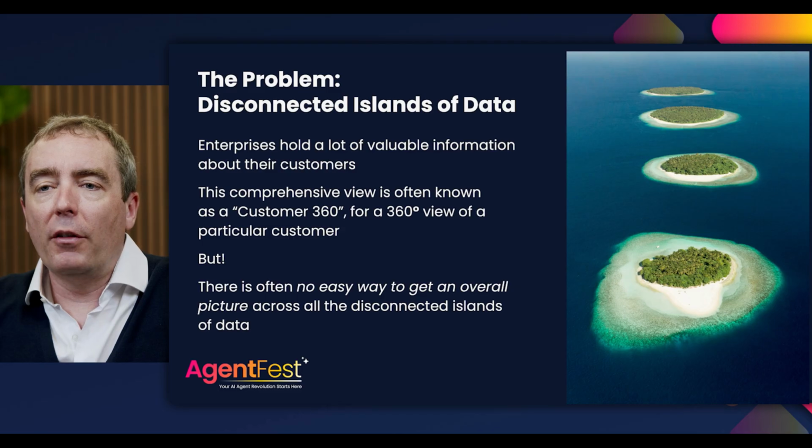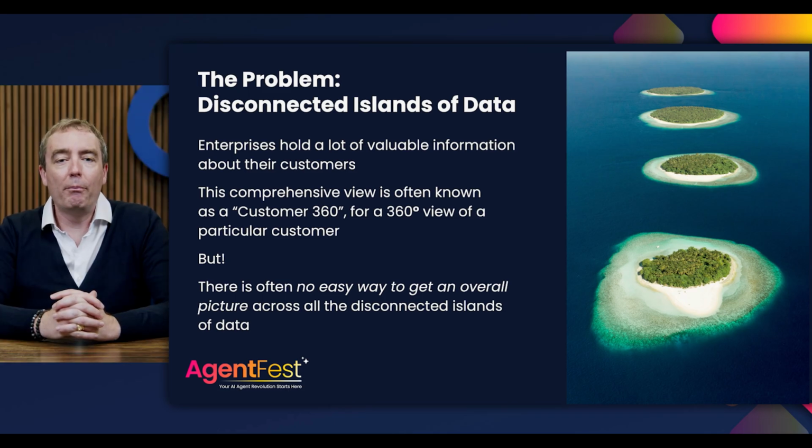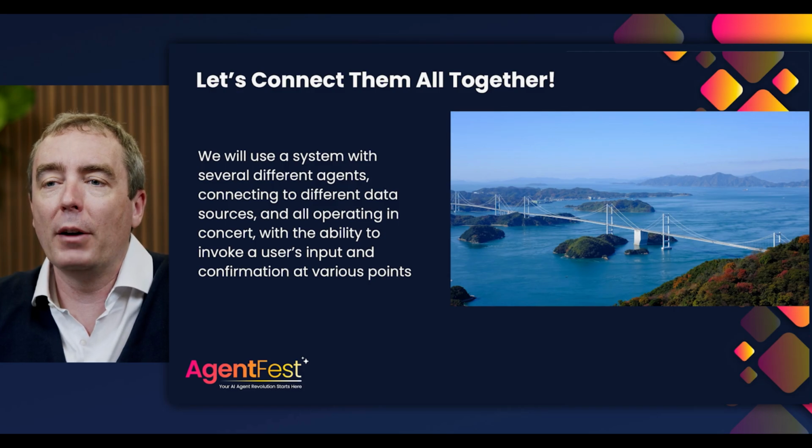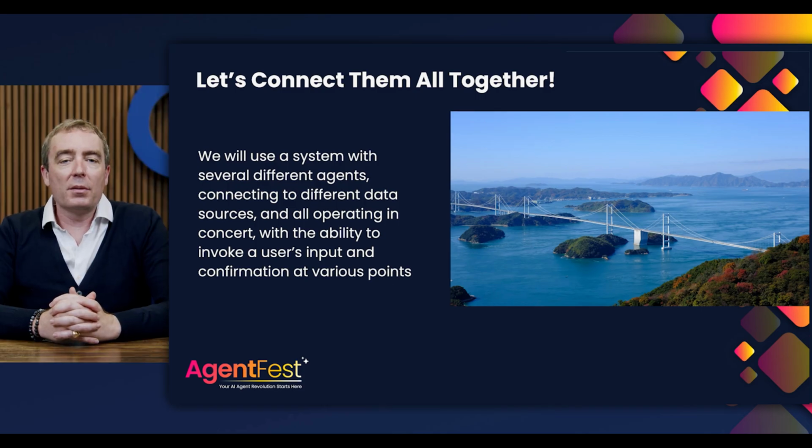The problem with a lot of AI projects is that they run into an issue of disconnected islands of data. Enterprises have information about their customers, but it's dotted around all over the place in a variety of different systems, and there's no easy way to put it all together to get a 360-degree view of a particular issue, a particular customer, whatever it might be. So to demonstrate these new features that we've been talking about, we'll show a system with several different AI agents that connect to different data sources and that all operate in concert with the ability to invoke users' input and confirmation when required. So Jeffrey, why don't you show the customer agents that we built, and then we can start going into some of the new features.